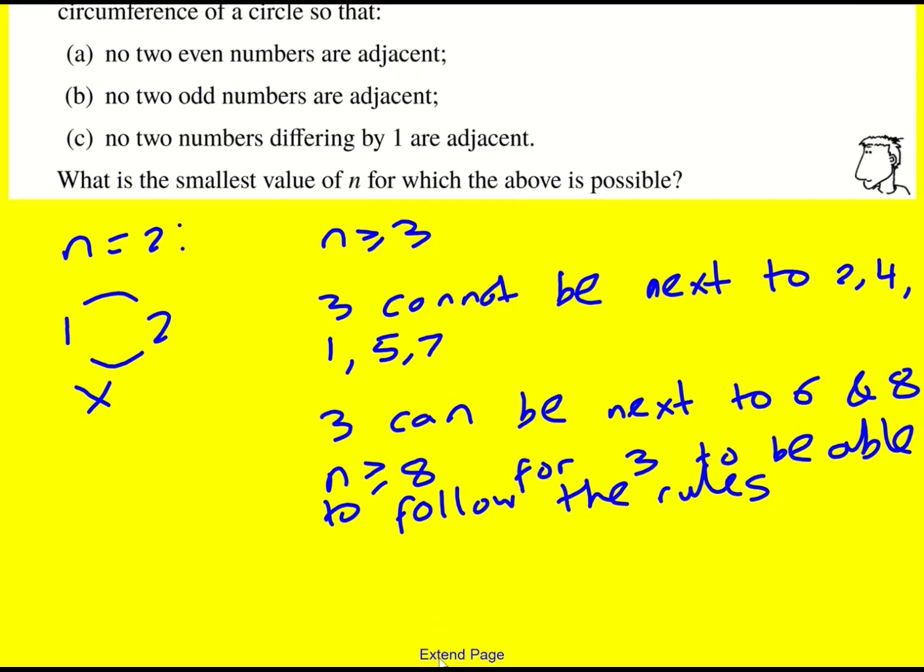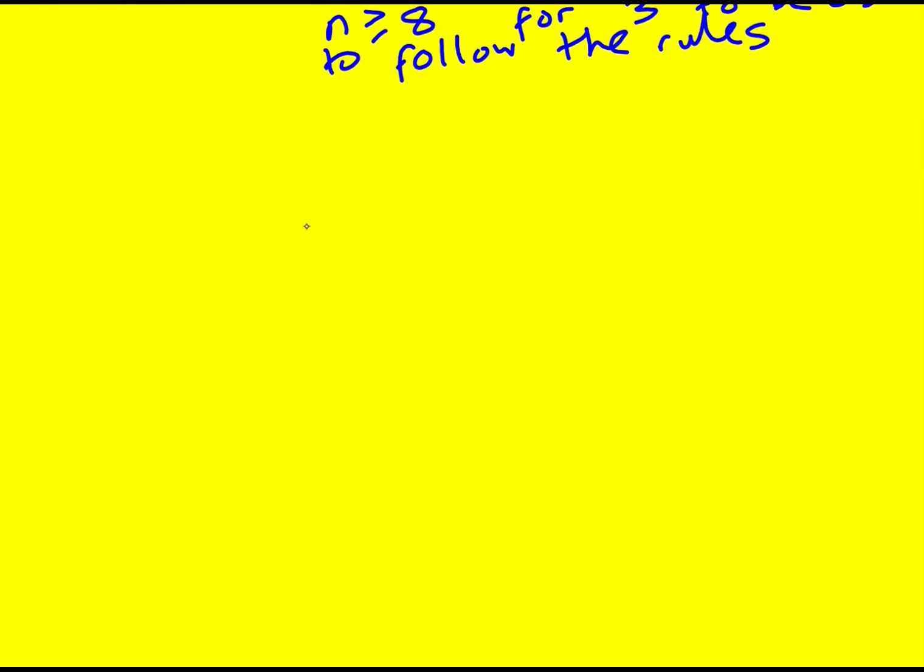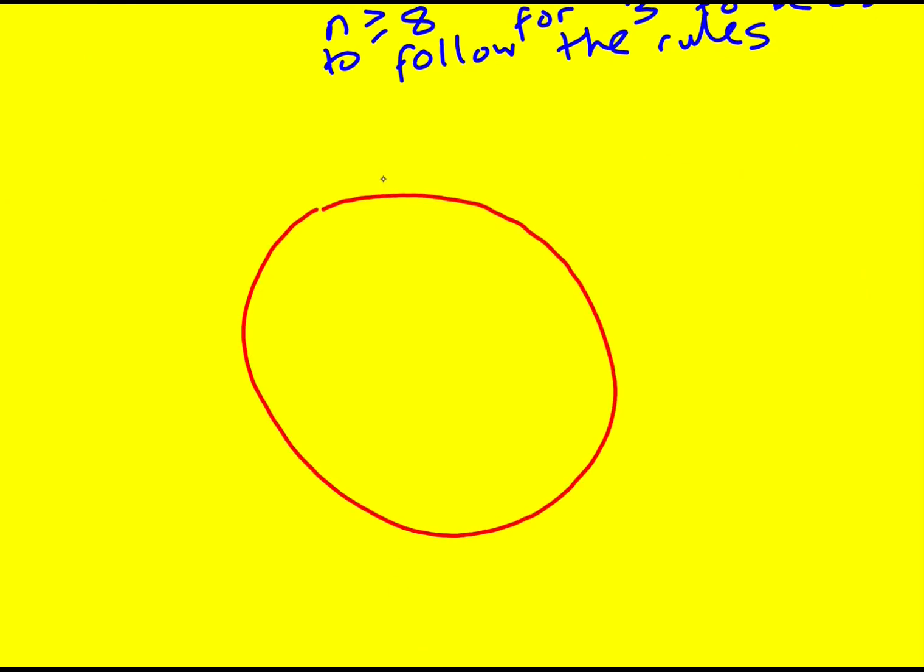So let's see if this is possible. Okay, I'm going to put 3 in first, and then I'm going to put it next to 6, and then next to 8. I've got the remaining numbers 1, 2, 4, 5, and 7. I just need to make sure that numbers do not differ by 1 and that even numbers can't be next to even and odd can't be next to odd. So let's take a look at 8. It can't be next to 7, 4, or 1, but it could be next to 5 or 2. So I'll put a 5 in.